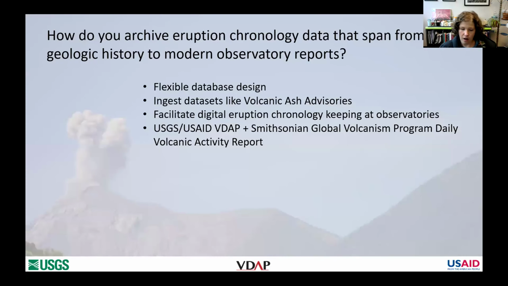So how do you archive this eruption chronology data that span from geologic history to modern observatory reports? Well, we've taken a few tacks with this. One is just really flexible database design. Another is ingesting as many data sets as we can that are pretty automated, like volcanic ash advisories. We're trying to facilitate now a project that will help promote digital eruption chronology keeping at observatories. And that is part of this new VDAP and Global Volcanism Program Daily Volcanic Activity Report project, which I'll tell you about in just a moment.